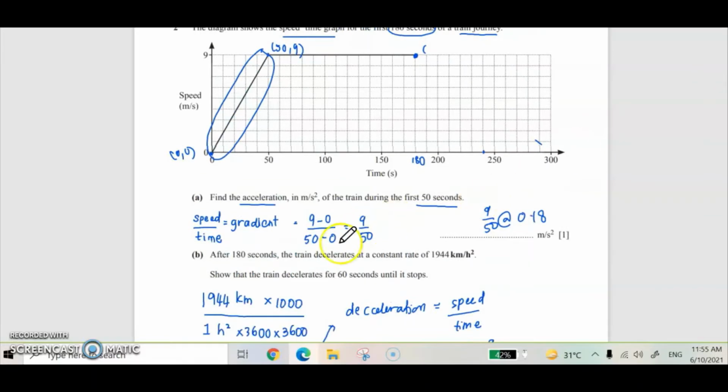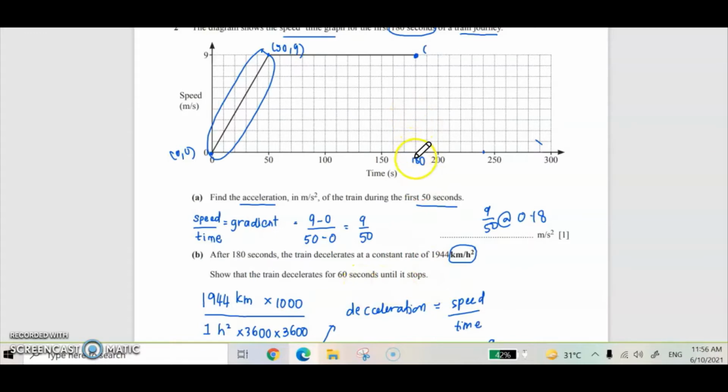Okay, after 180 seconds, the train decelerates at a constant rate of 1,944 km per hour second. Okay, so part yang ni kita kena alert. Maknanya dia bagi unit dia in kilometer per hour second. Okay, daripada graf ni speed is meter per second and also time here in the second. So how to show that the train decelerate in 60 seconds until it stops?